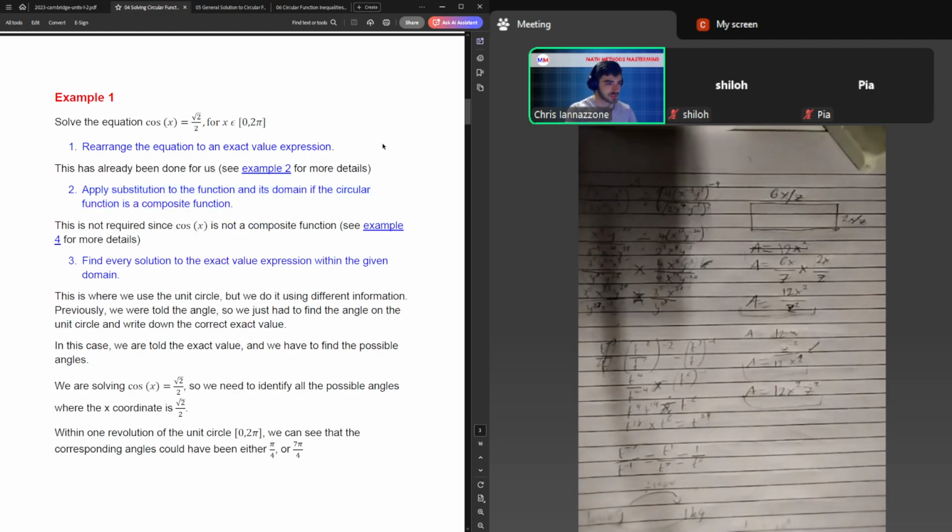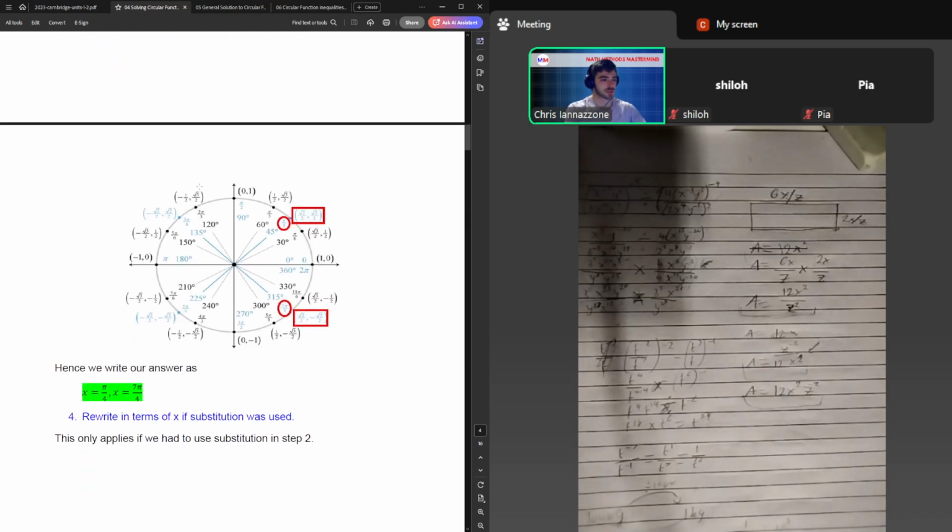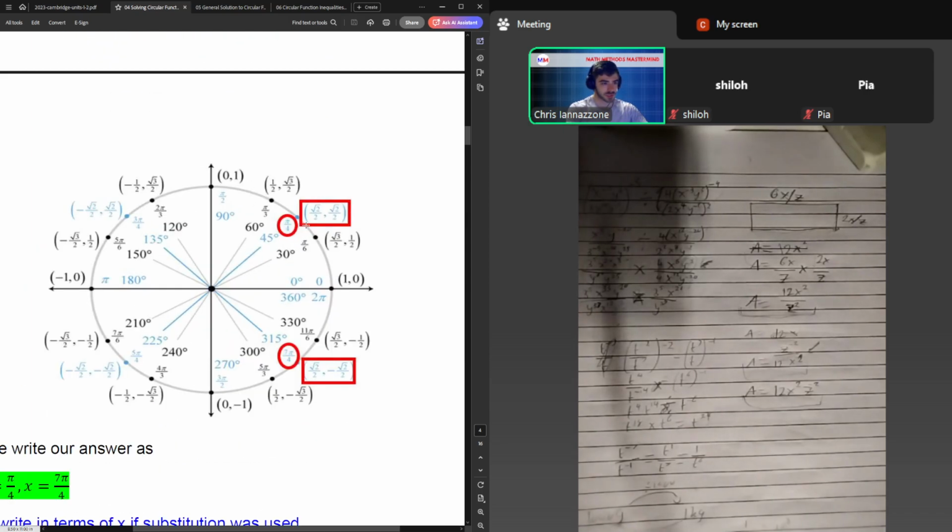Step 2 we'll look at in a more complicated example. Step 3 is simply to look on the unit circle and figure out where all the spots are for where cosine is equal to root 2 over 2. As a reminder, when you look on your unit circle, if you're doing cosine, you care about the x coordinates. If you're doing sine, you care about the y coordinates. So if we're looking for where the x coordinates are both root 2 over 2, you can see that occurs at pi over 4 and at 7 pi over 4.